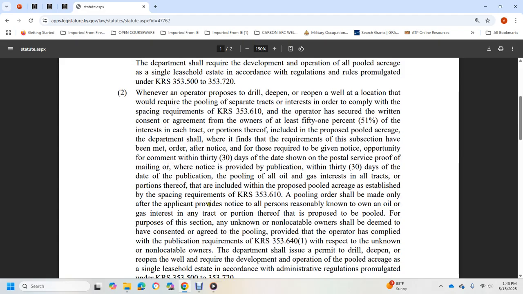Pooling orders should be made only after the applicant provides notice to all persons reasonably known to hold oil and gas interests in any of the tracts or portions proposed to be pooled. For the purpose of this section, a known and locatable owner is deemed to consent to the pooling, provided the operator complies with the publication requirements.